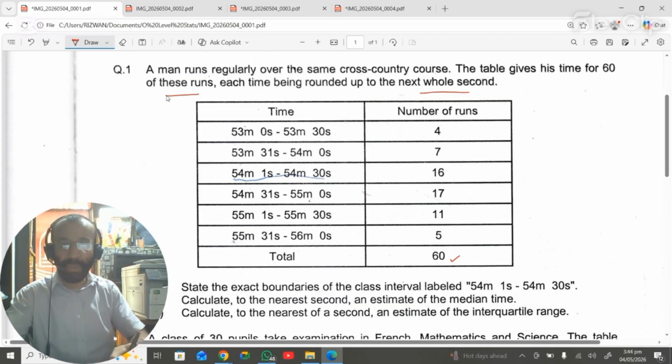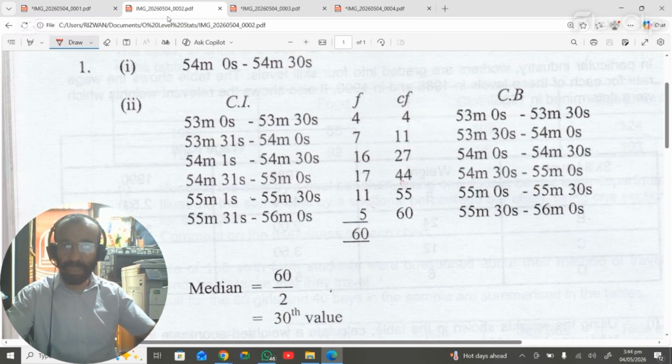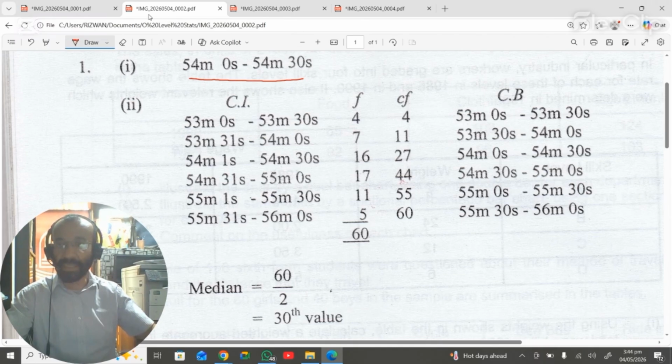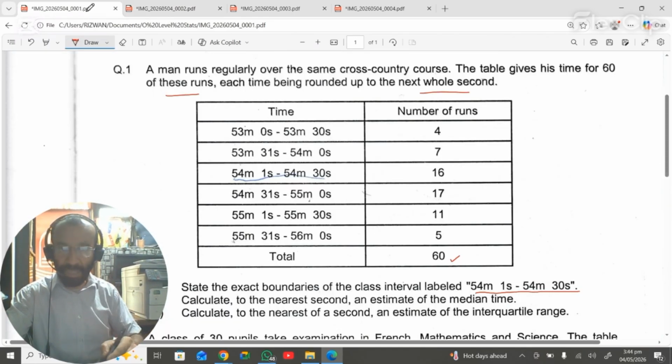whole number. The first part of the question is: state the exact boundaries of the class interval labeled 54 minutes 1 second to 54 minutes 30 seconds. The boundaries for this class will be 54 minutes 0 seconds to 54 minutes 30 seconds. The second part of the question is: calculate to the nearest second the estimate of the median.